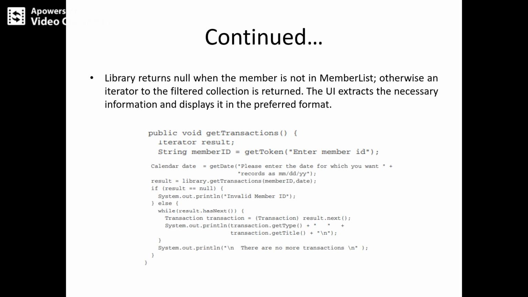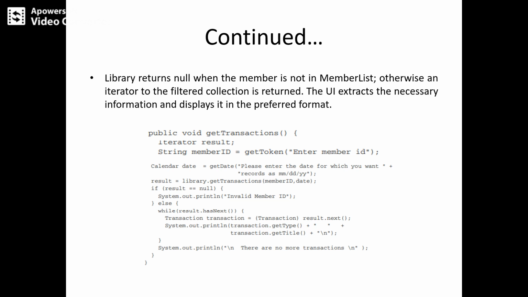Otherwise we need to check this condition. Else, because the member ID is a valid case, we go for the else part. In the else we need to take a small while condition: while result dot has next. What is that condition? It says that transaction equal to transaction of result dot next. Has next will check whether that book has been held by another member or not.